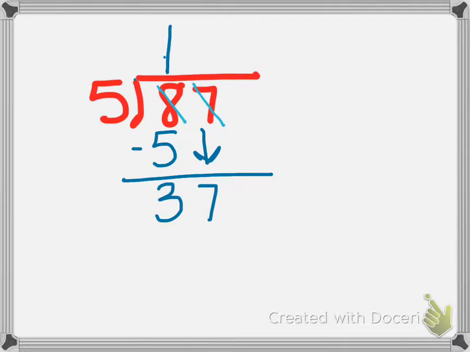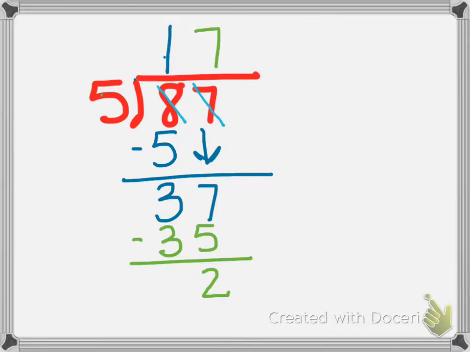37 divided by 5. 5, 10, 15, 20, 25, 30, 35. I counted 7 5s. 7 times 5 is 35. Subtract. 37 minus 35 is 2.